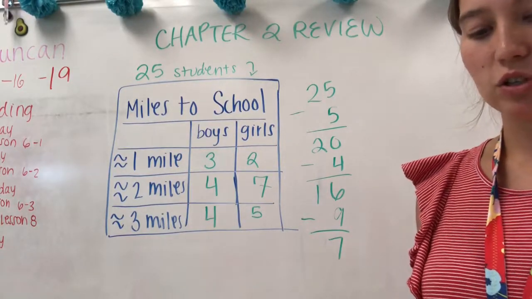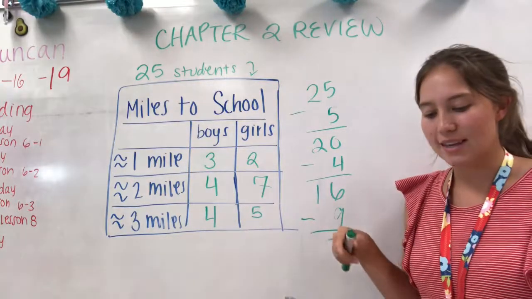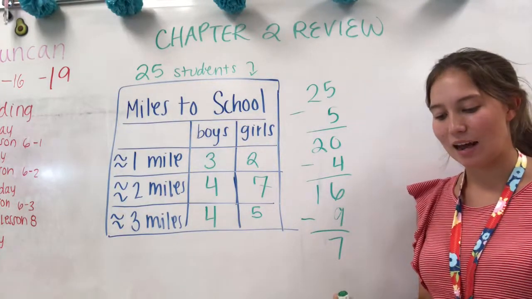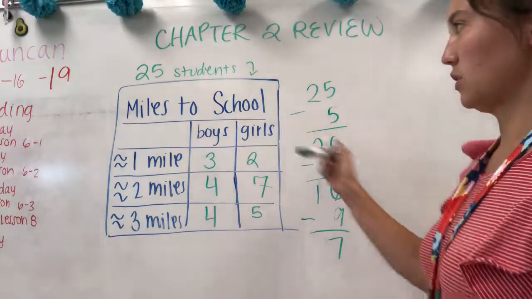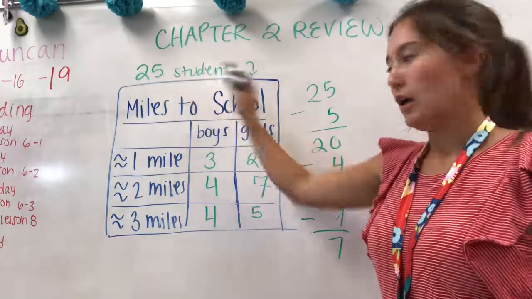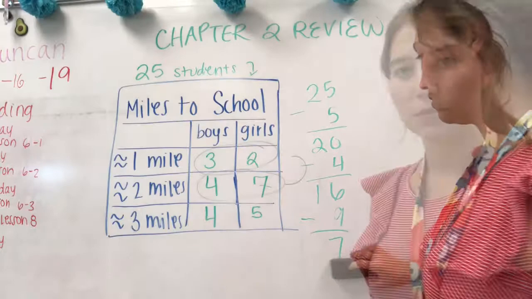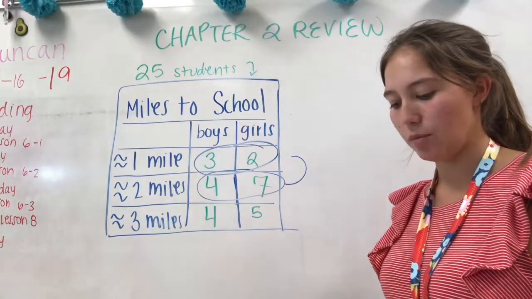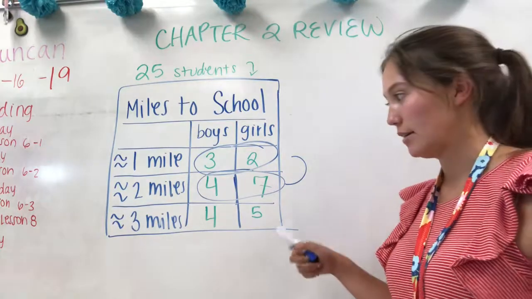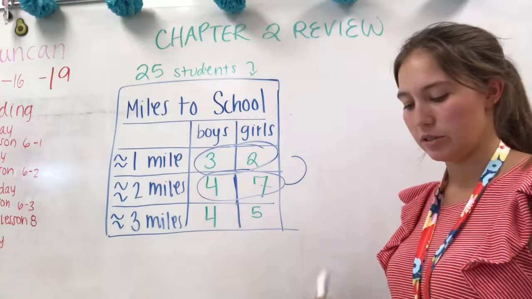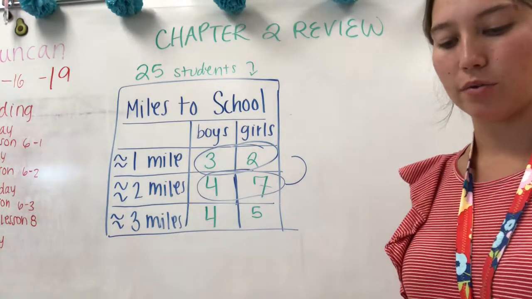And I also need to do the second part. It says complete the table. So I completed the table there. And it says explain how you found the answers. So what I did was I took the total number of students and I subtracted those students who had already been surveyed. The next part wants me to show how many more students live about 2 miles or less from school than students who live about 3 miles from school.